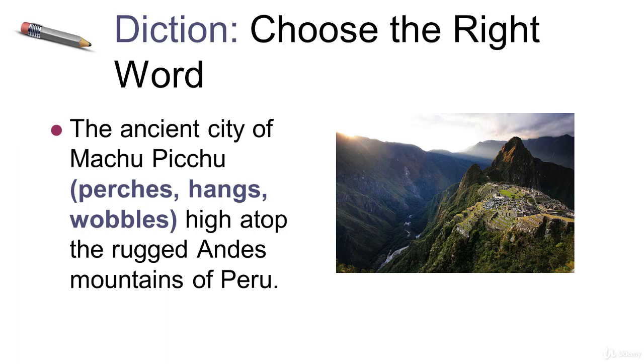The ancient city of Machu Picchu, would you say perches, hangs, wobbles, high atop the rugged Andes mountains of Peru? Now look at all of those words in parentheses. Perches, hangs, wobbles. Now, given the context of this sentence, given what you think this sentence is trying to say, which word is more effective? Hopefully you said perches. Choosing the right word to get across the right meaning, and also perches is very vivid language, more so than hangs or wobbles.